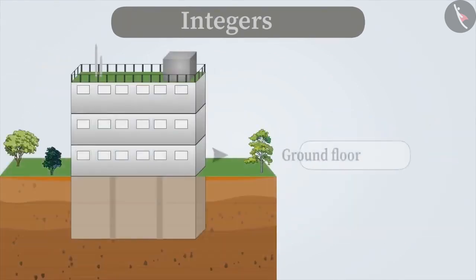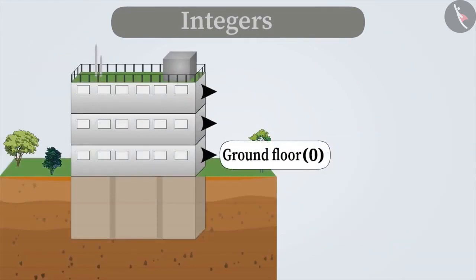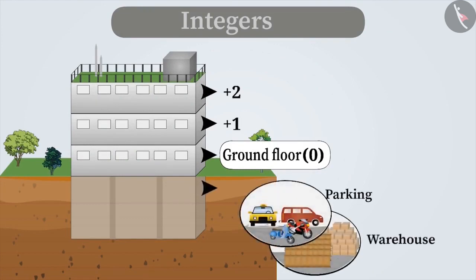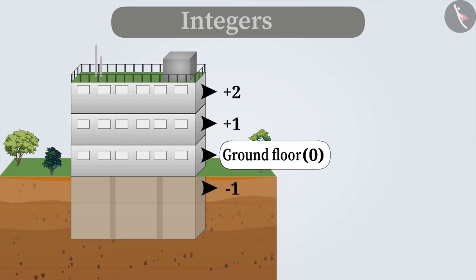Similarly, in a building, the floors above the ground are shown by a positive sign, whereas the floors below the ground, like the basement, are shown by a negative sign. Numbers which have a positive sign before it are called positive numbers, and those which have a negative sign before it are called negative numbers.